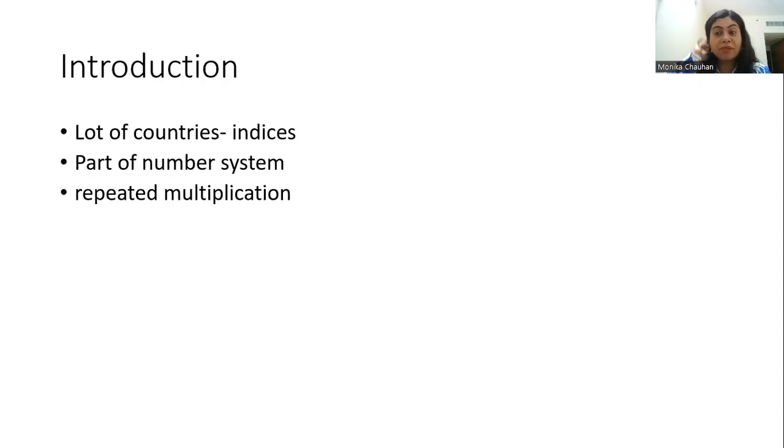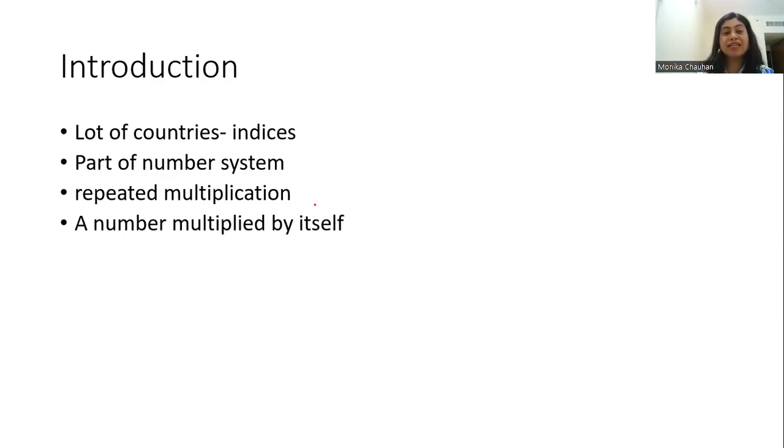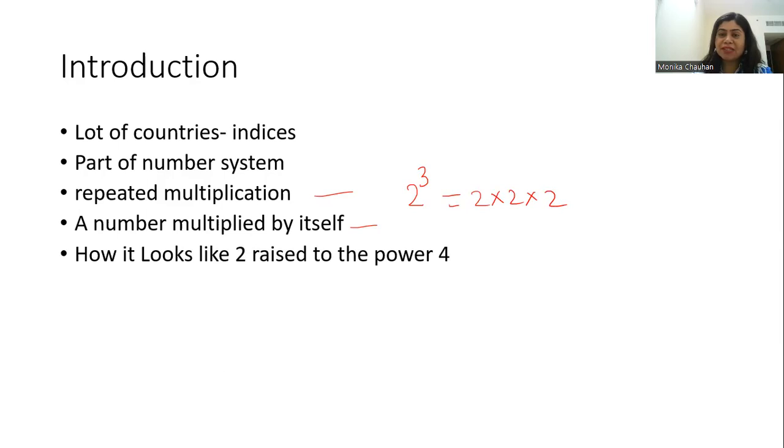It is also repeated multiplication, a number multiplied by itself. So when I see these 2 points, a number multiplied by itself, suppose I say 2 raised to the power 3, it means that 2 is multiplied by itself 3 times. It means this. Then 2 raised to the power 4, that means we are reading like this and we are writing like this.